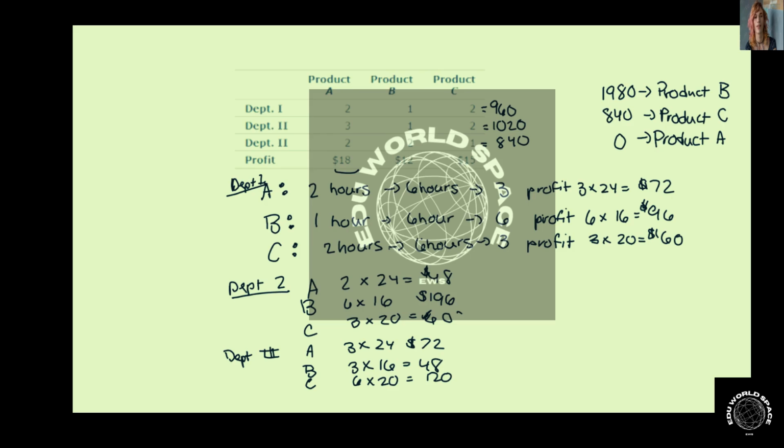as a result. So Department 1 should use its 900 hours. Department 2 should use its 1,080 hours. And Department 3 should use its 840 hours to produce C. So that's 900 units, 1,080 units, and 840 units to maximize its product.